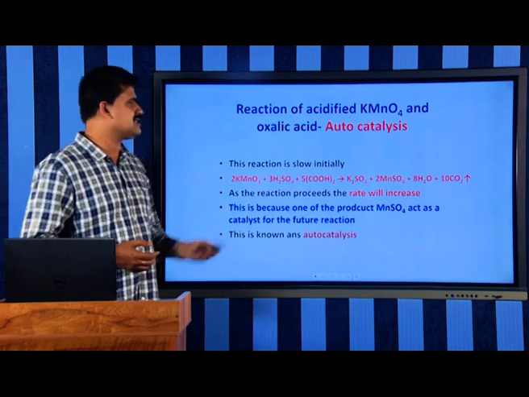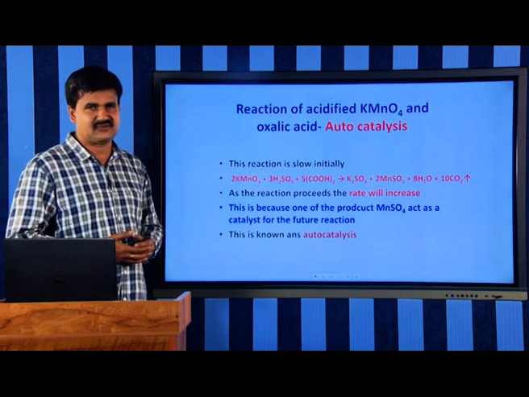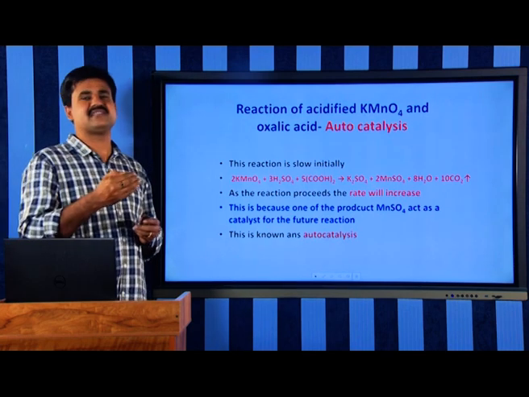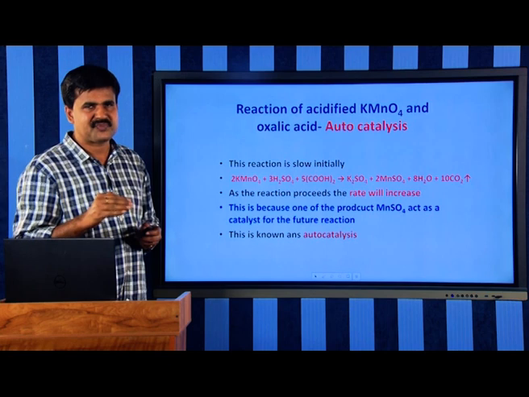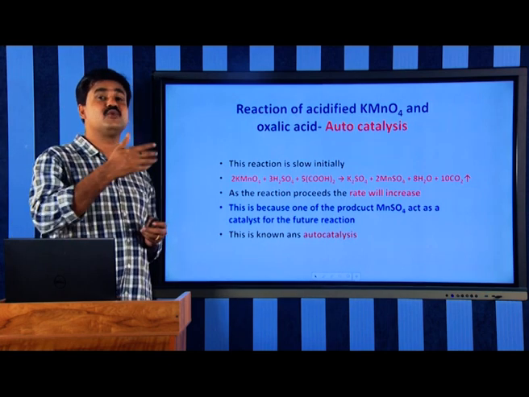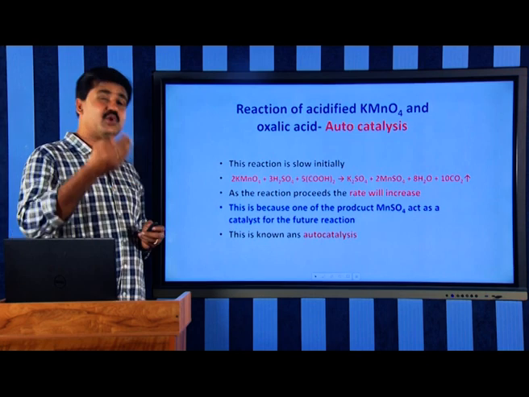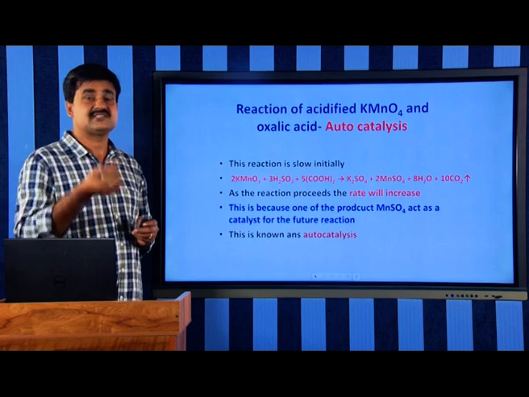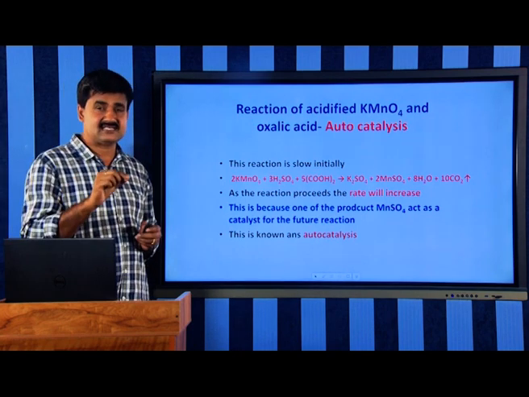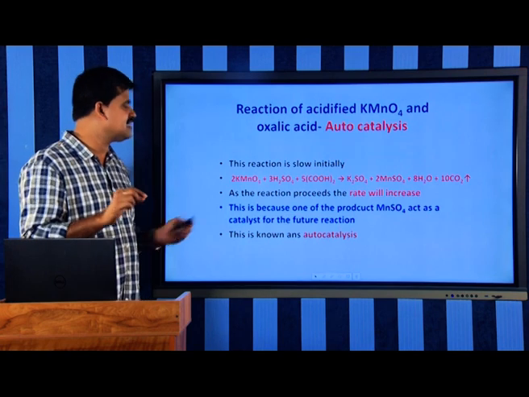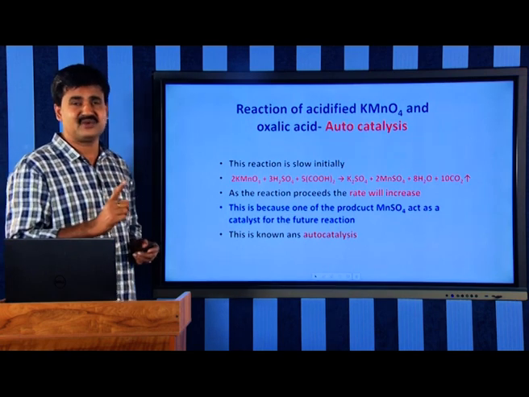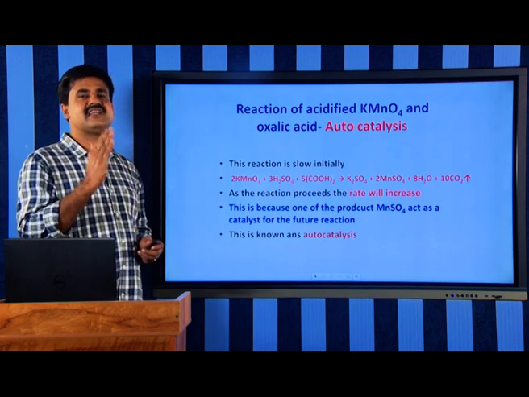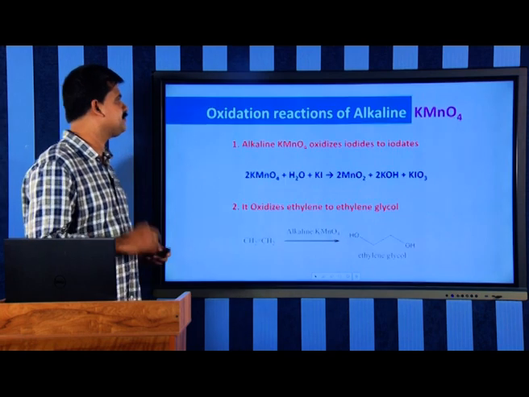One of the products, manganese sulfate, MnSO4, acts as a catalyst for the future reaction. So, during the starting of the reaction, the rate will be very slow, but after some time, the reaction will move very fast. The reason is, one of the products, MnSO4, acts as a catalyst for the future reaction. So, a product as such acts as a catalyst, and that is termed as autocatalysis. So, the phenomenon of autocatalysis is observed in the reaction between acidified KMnO4 and oxalic acid.